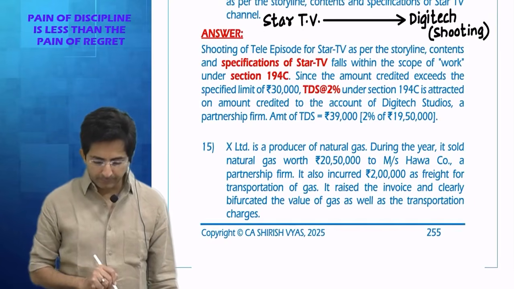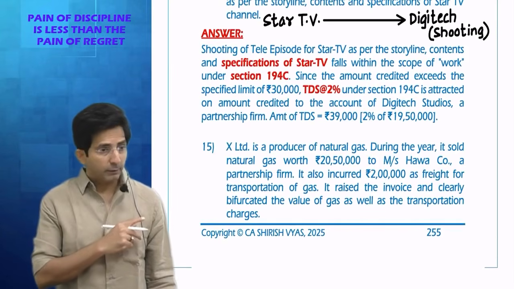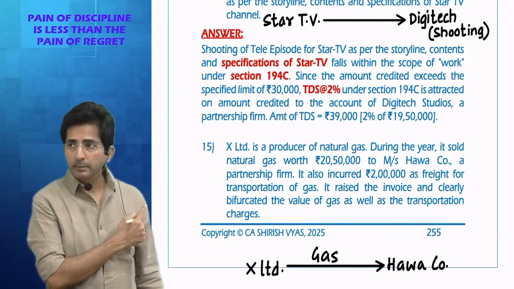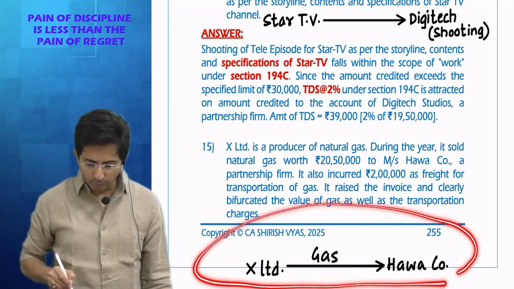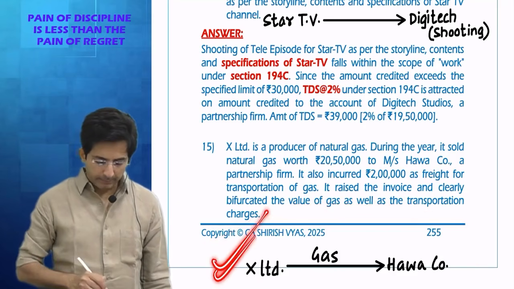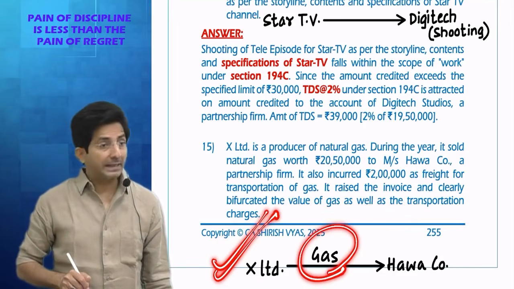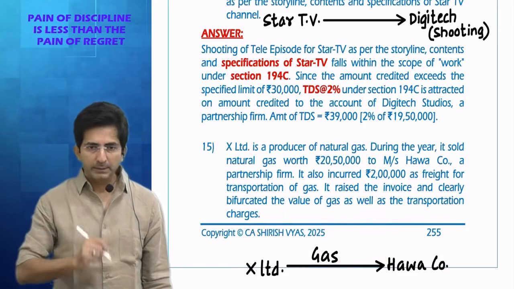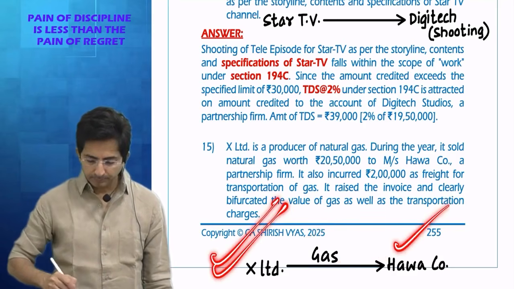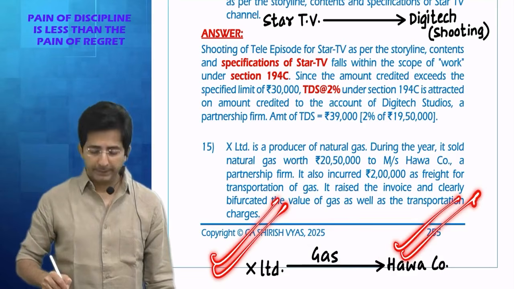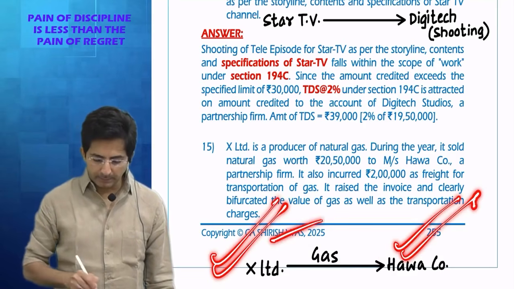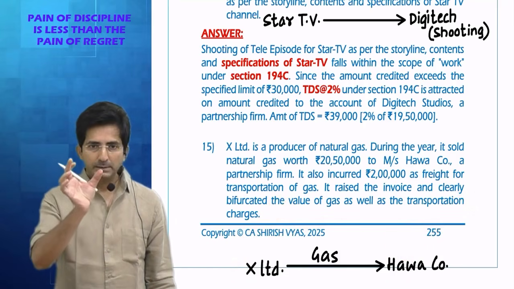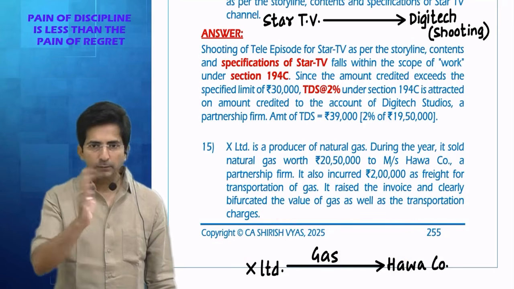Then question number 15. In question 15, the story is like this. Look at the story. I have made a drawing over here. Focus on the drawing. X Limited has sold natural gas to Hawaiian company. There are two companies given in the question, X Limited and Hawaiian company. The transaction is that X Limited will sell gas to Hawaiian company. Natural gas. Now see, the transaction is for sale of gas.